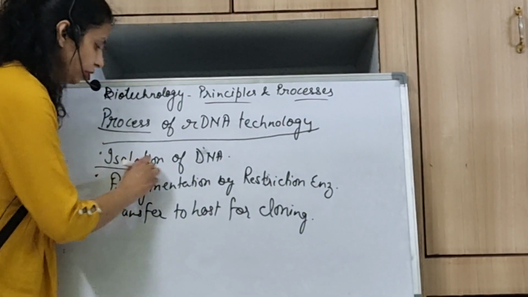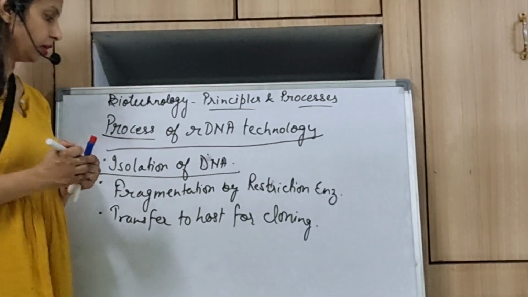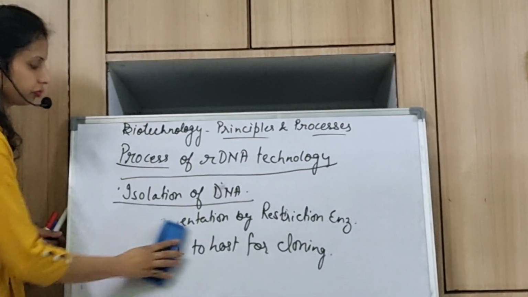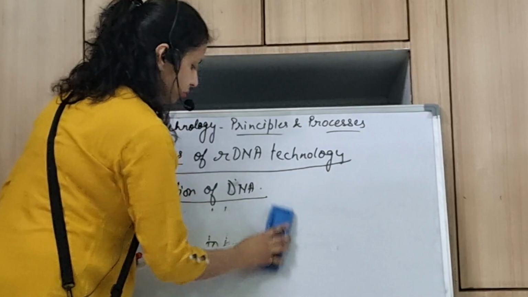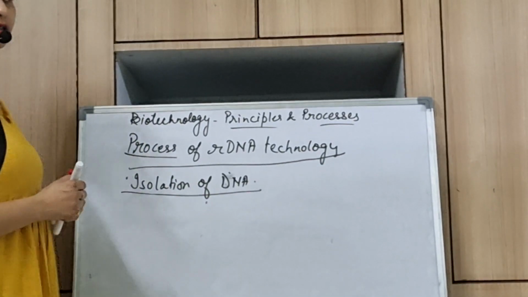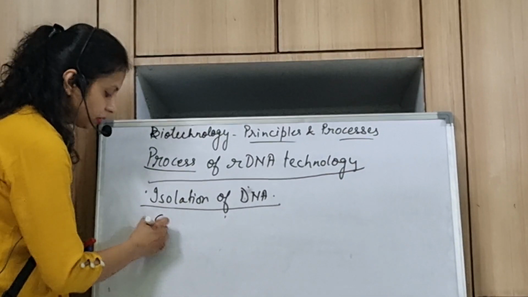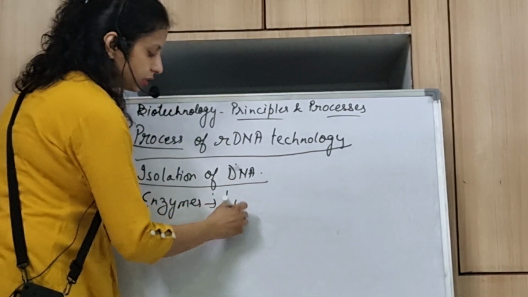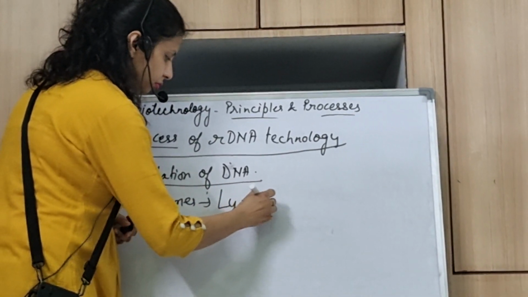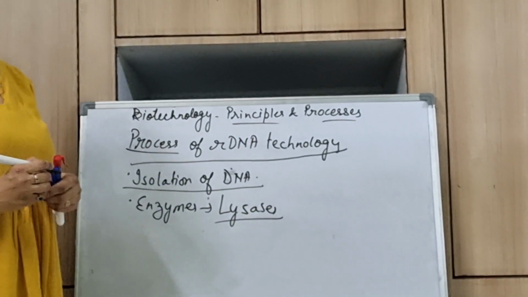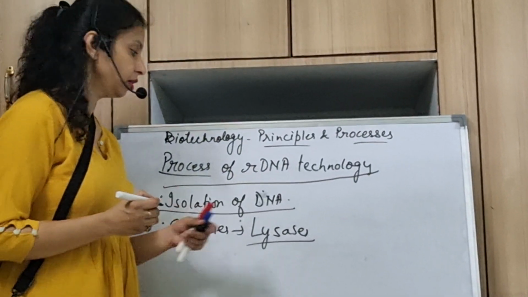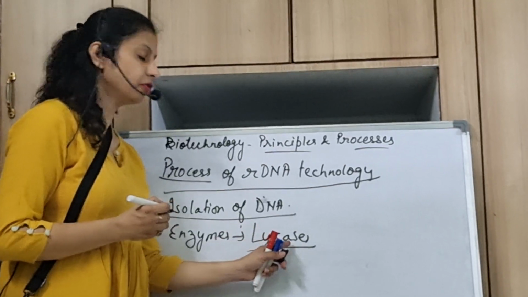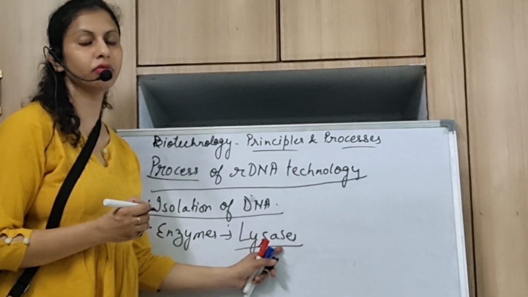Then if we talk about isolation of DNA, let us see the steps involved during processing. For isolating DNA, we need to use enzymes like lysases, which will help to break all those barriers of the cell which will not let us reach the nucleus. So first of all, we will dissolve the cell wall by using various enzymes.